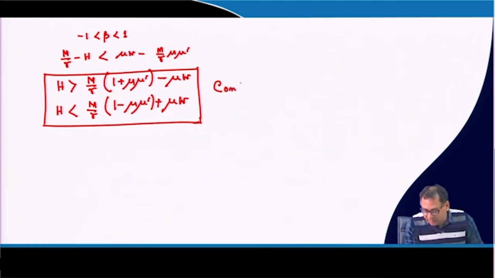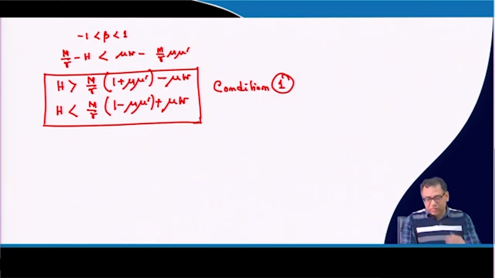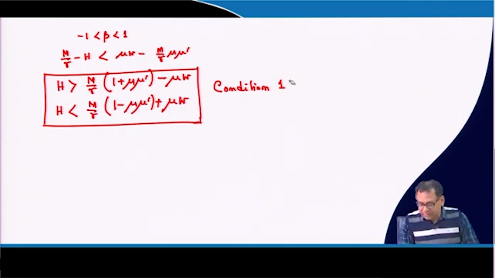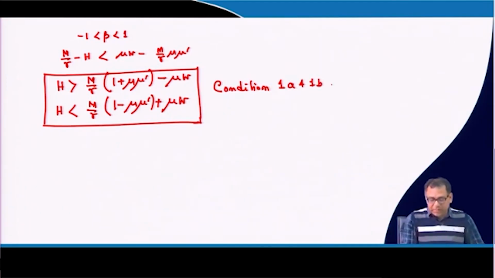So, this is our condition number 1, or there are two conditions, so I should write 1A and 1B. So, this is condition 1A and 1B. So, we have to satisfy this condition that H should be greater than M by r (1 plus mu dash minus mu W), and less than M by r (1 minus mu dash plus mu W).